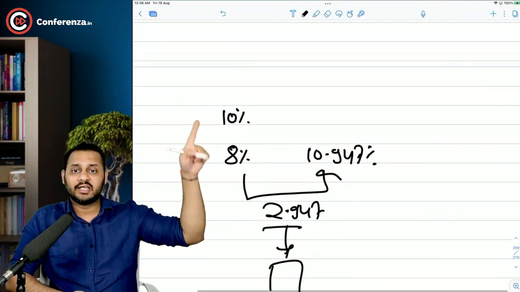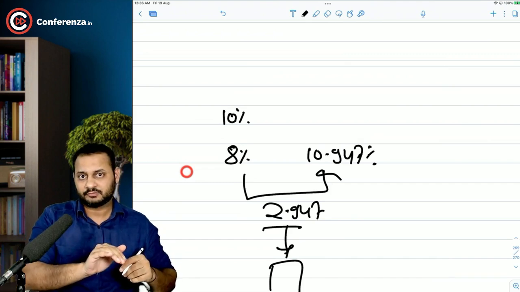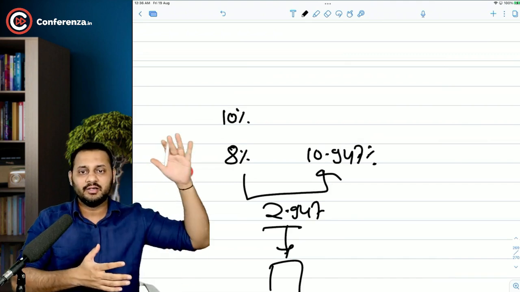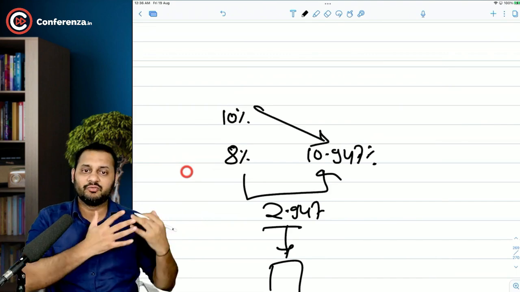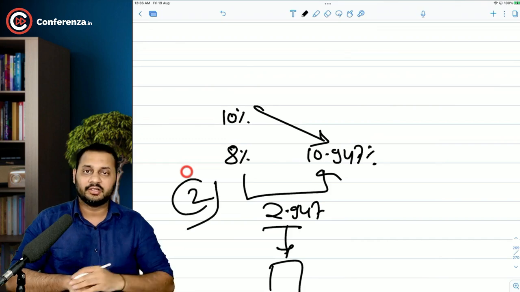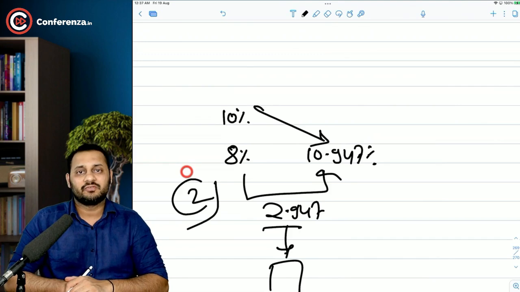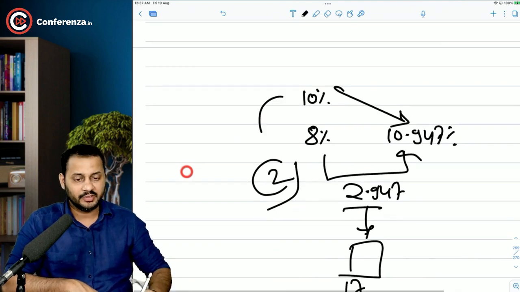They will show you this calculation, and then the hidden charges will be the processing one. So what will happen? Ultimately, it's costing you more. You are paying 0.947% more, and they will show you that you are saving 2%. Make sure that you are aware of this. This is called swapping. This is also a part of swapping the loan.